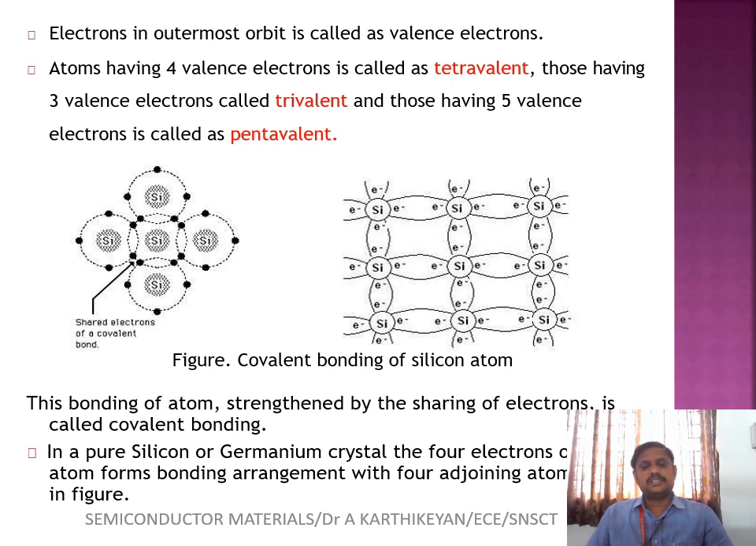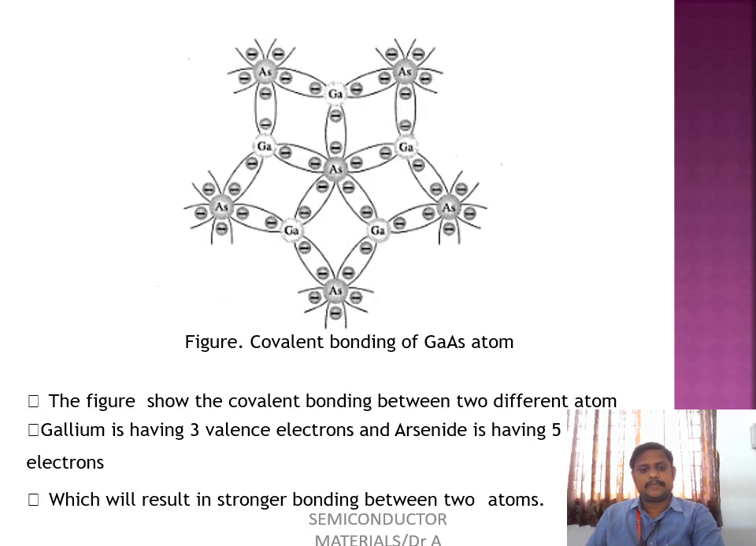The bonding of atoms by sharing of electrons is called covalent bonding. In pure silicon and germanium, the atoms are arranged in a bonding structure with adjoining atoms, as shown in the figure. In silicon and germanium, both holes and electrons are possible, and conduction occurs through electrons. The figures show the covalent bond between two different atoms, and also the covalent bond in gallium arsenide, where we have gallium and arsenic with positive and negative terminals, and the three and five valence electrons result in a stronger bond between the two atoms.